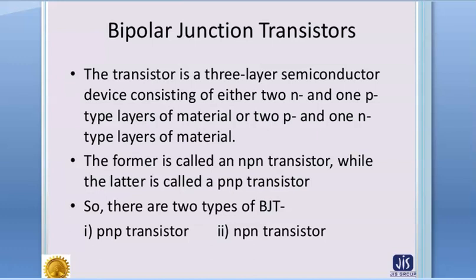Bipolar junction transistor. Okay, what is bipolar junction transistor? It is a three-terminal semiconductor device consisting of two PN junctions which is able to amplify or magnify a signal. It is basically a current control device.